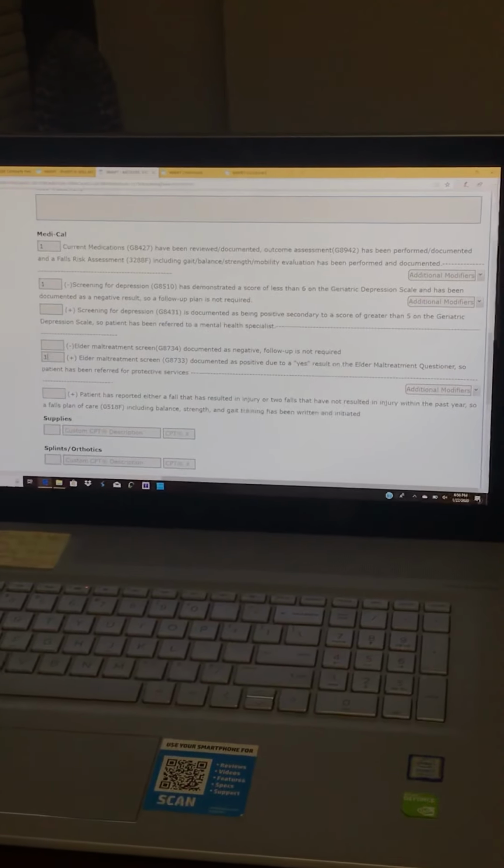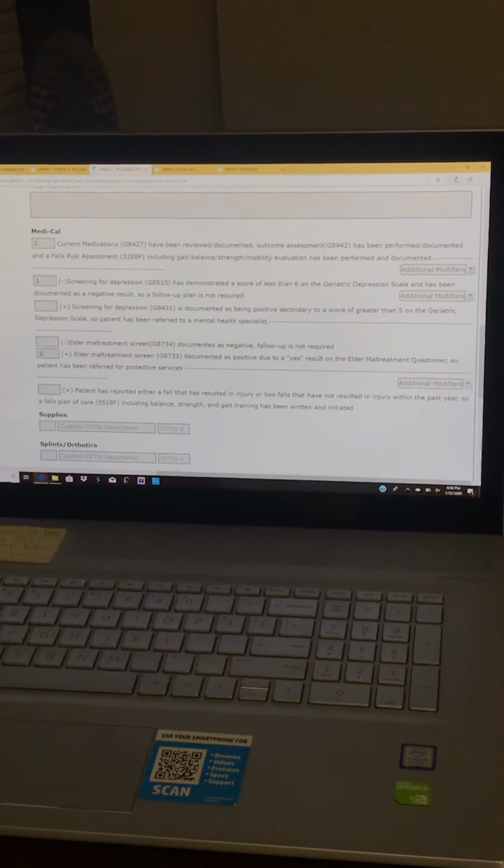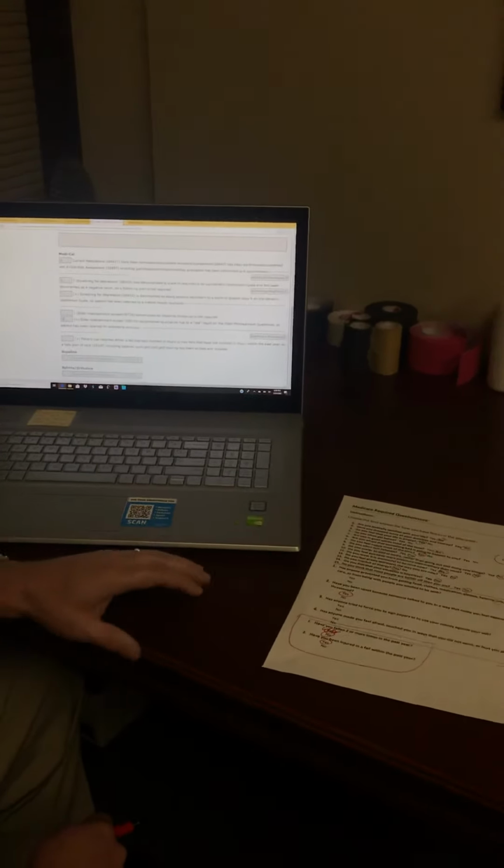It's going to be a hard call on whether or not we refer somebody for protective services, but evidently it's a very big issue out there, and it's something that we should be proactive about, and of course Medicare wants us to be.